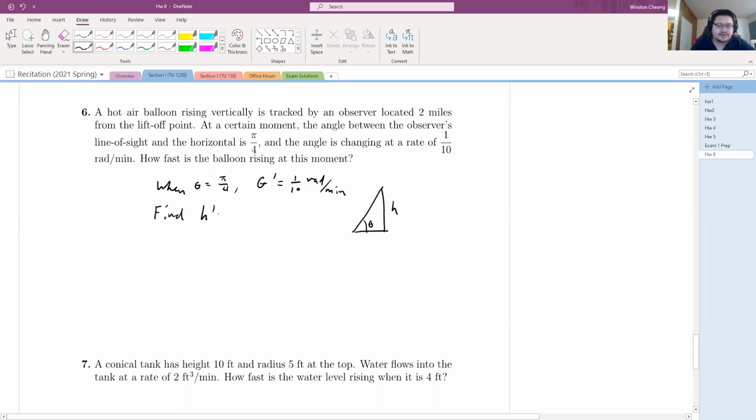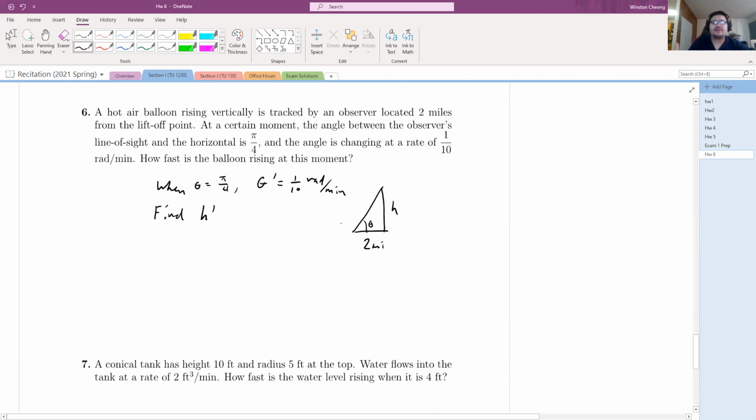Find H prime. And we're given that the observer, which is this point here, is located 2 miles from the liftoff point. Okay. So we have a hot air balloon that's rising. We're tracking the angle of inclination that we need to view it from. And we want to figure out, just by measuring the head tilt, you can calculate how quickly something is rising.